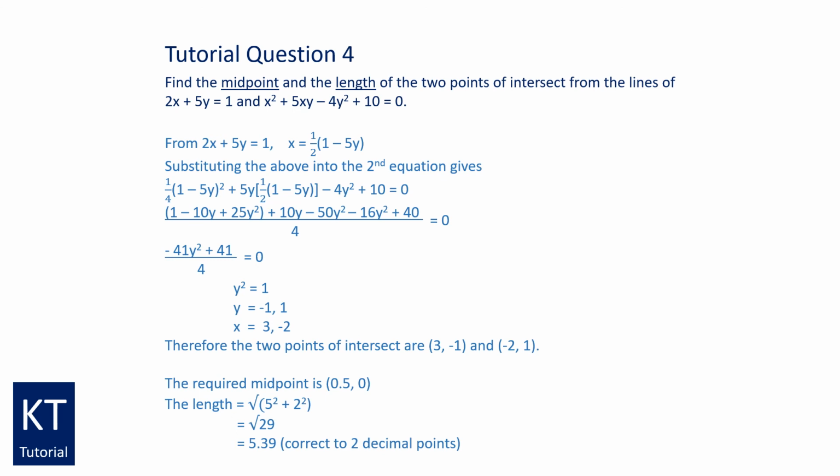Secondly, we are tasked to identify the length between the 2 points, which is the Pythagoras of its x distance and y distance, which should come to the square root of 29 or 5.39 correct to 2 decimal places.